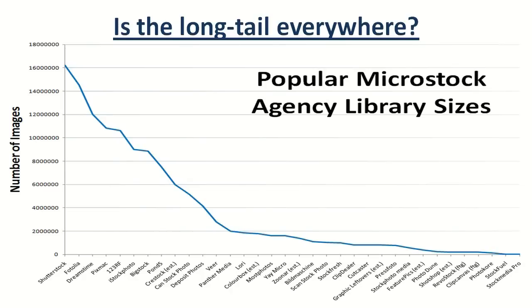But I wondered, is there still a long tail in here? So I took the agency library sizes, so we've got Shutterstock, Photolia, Dreamstime, Pixmac, all the way down to Stock Fuel and Photocase, and that shows anywhere from 16 million down to about 250,000.